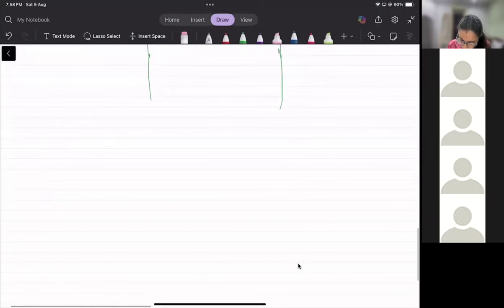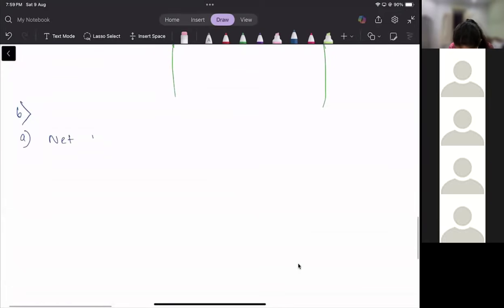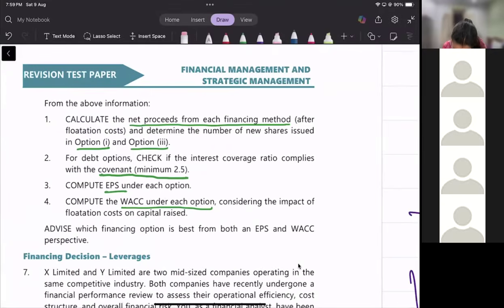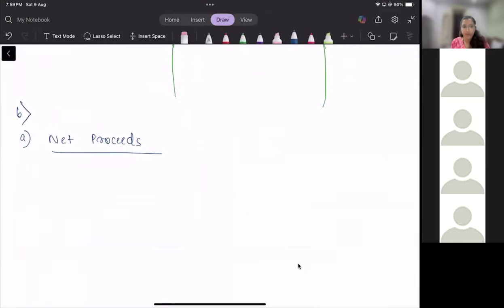Shall we do? This is question number 6, right? Yes. We are going to do the A part. We are going to find out net proceeds under each method. They have asked us to find out net proceeds under each method and also the number of new shares. That is also being asked. So shall we find out the net proceeds?